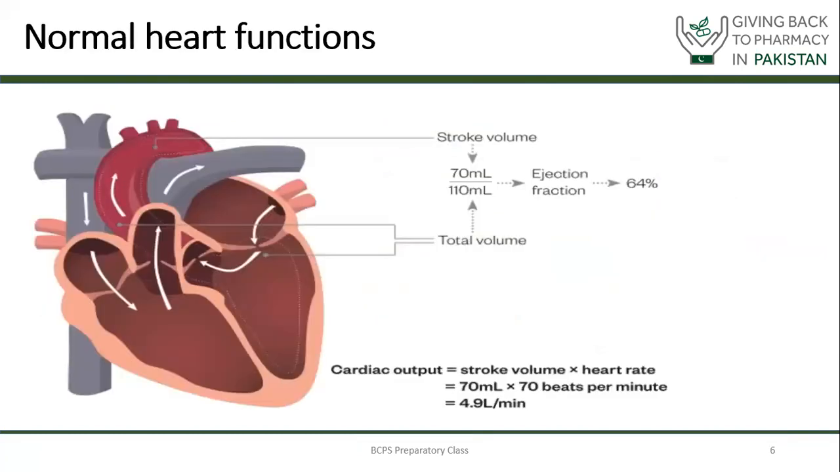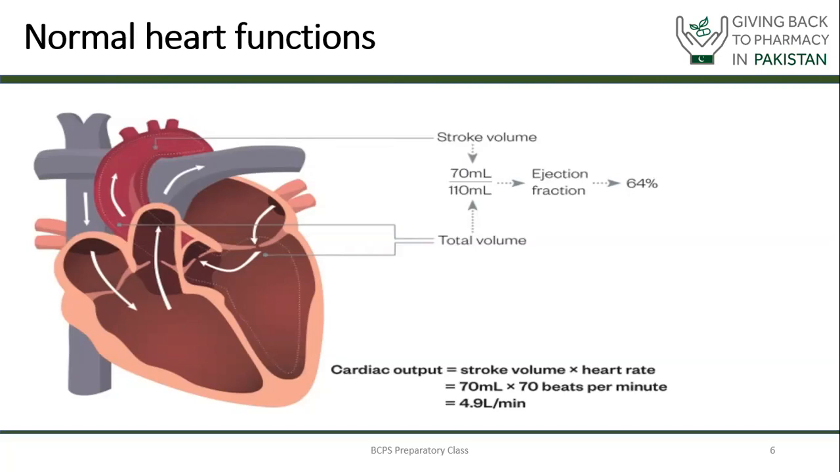For further explanation of preserved and reduced ejection fraction, with this example you can see the normal, healthy heart. In a healthy heart, stroke volume is 70 ml, and the end diastolic volume is 110 ml, almost 100 ml. So about 70% of the total volume inside the heart comes out in each stroke, and the ejection fraction is almost 64%.